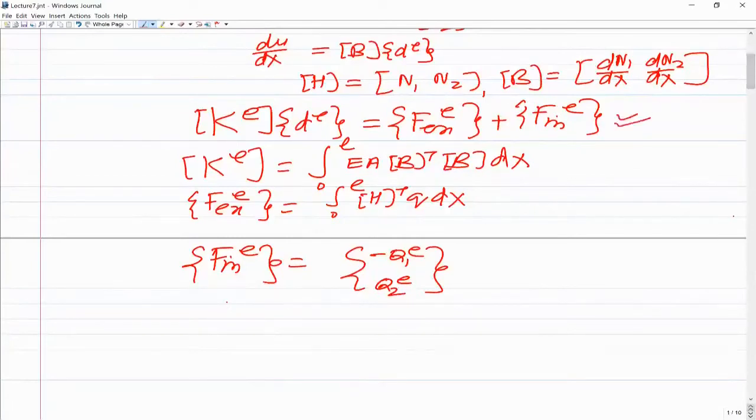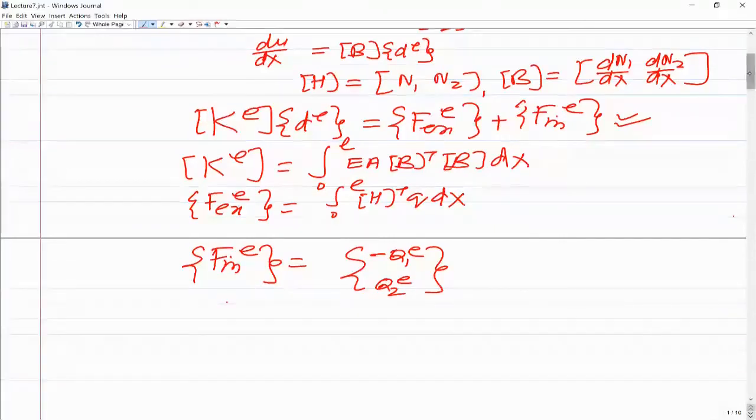Also for the specific case where EA is a constant, I had written ke as EA by l times [1 -1; -1 1], and for q equal to a constant within the element, the load vector was ql by 2 times [1; 1]. So that also we had done. So now the next step is assembly.